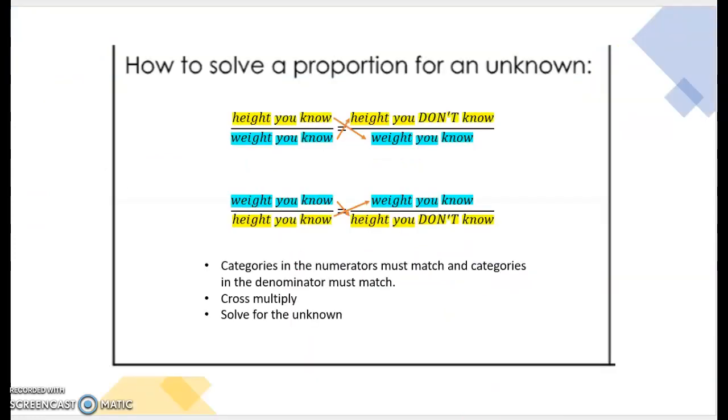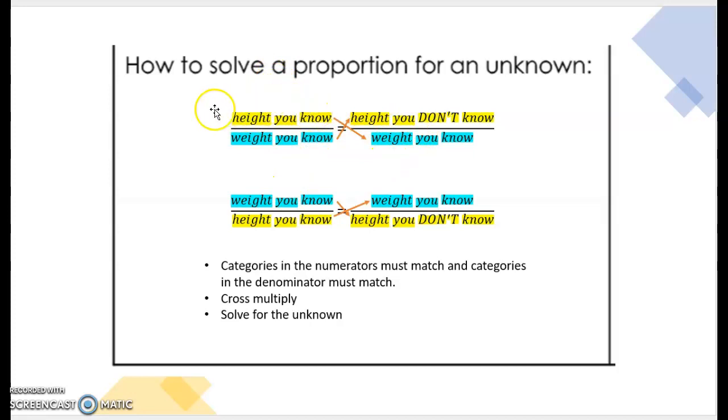Below that, it says how to solve a proportion for an unknown. I want you to pause me, and I want you to write down what you see. So go ahead and make your notes. Go ahead and write this down. The heights, an example, this is just an example. We're making a ratio out of heights and weights.